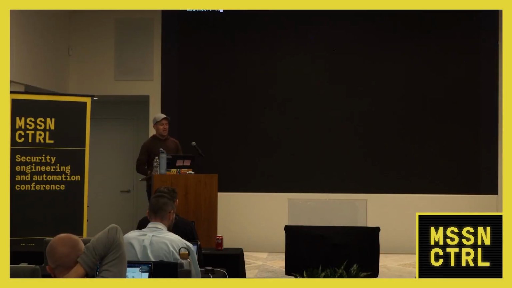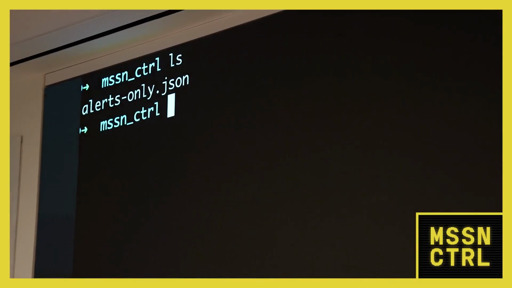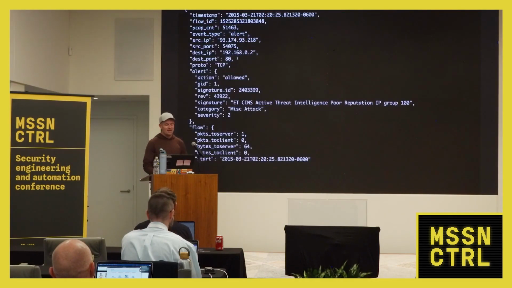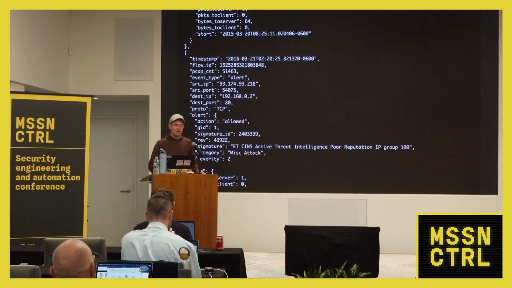First things first, I've got this random arbitrary JSON source. I don't know what this is. Anyone know what this is just by looking at it? Come on, network engineers. Wow. Congratulations. Anyone know what type of alerts these are? Hey, there we go. I like it. This is Suricata data. This is Suricata alerts.